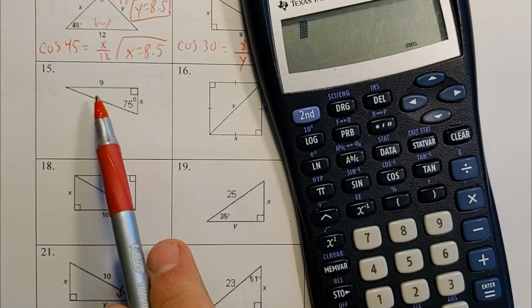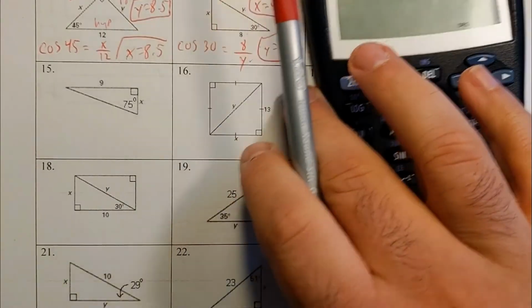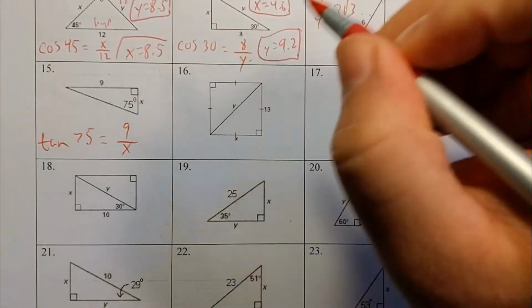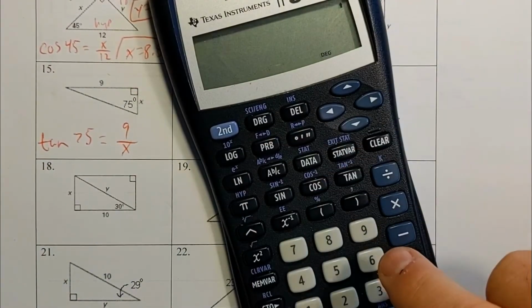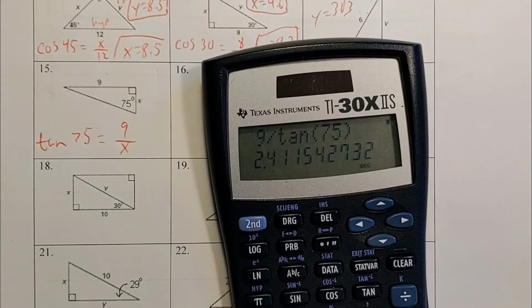So if I'm looking over here, y is my opposite, x is my adjacent, so I'm going to be using tangent on this one. Tangent tells me the opposite goes on the top, and adjacent goes down to the bottom. On the bottom, that means I'm dividing. So in the calculator, you'd go 9 divided by the tangent of 75, and you get 2.4.